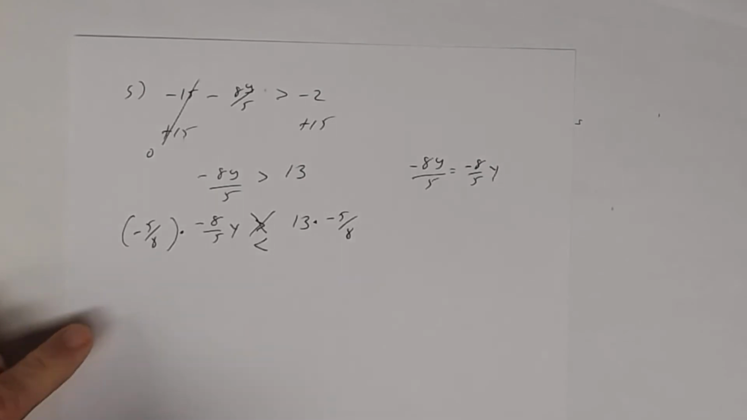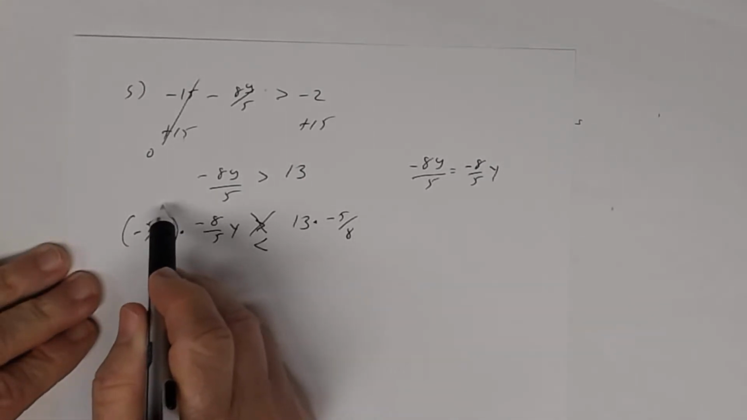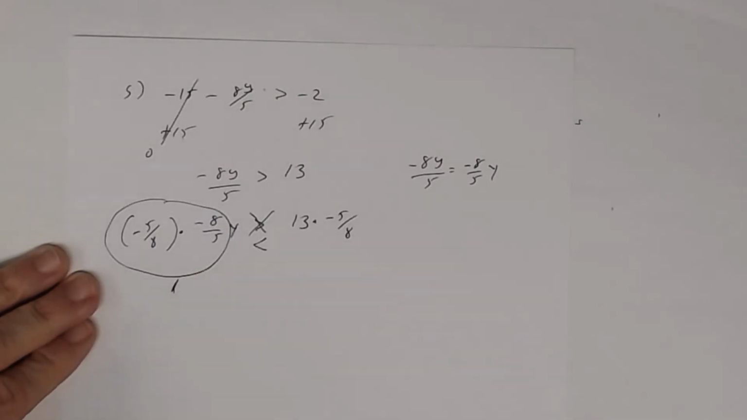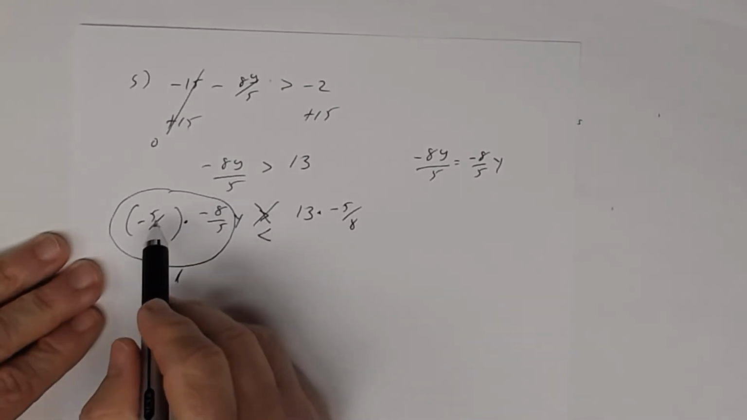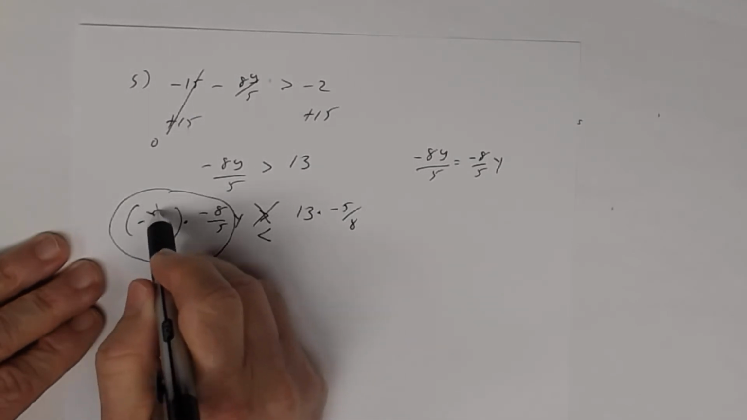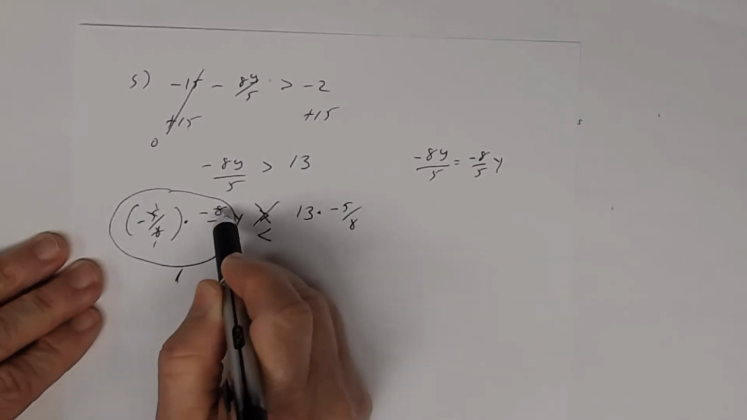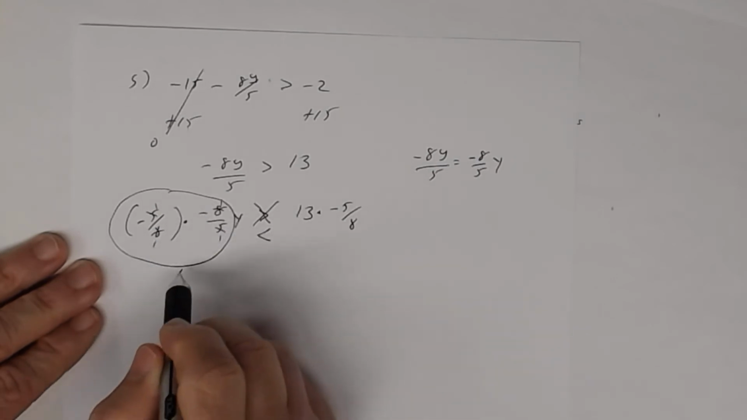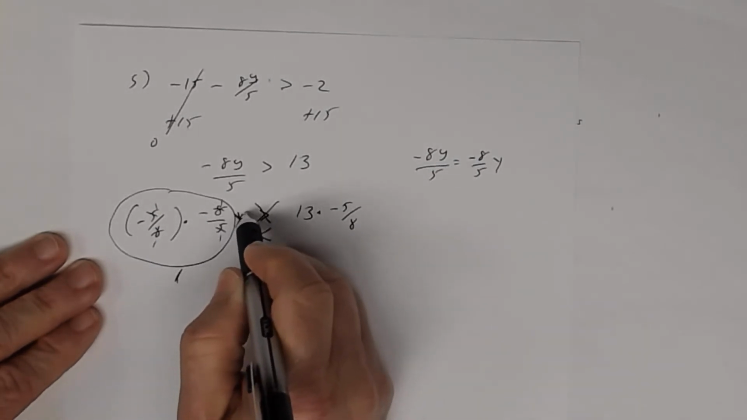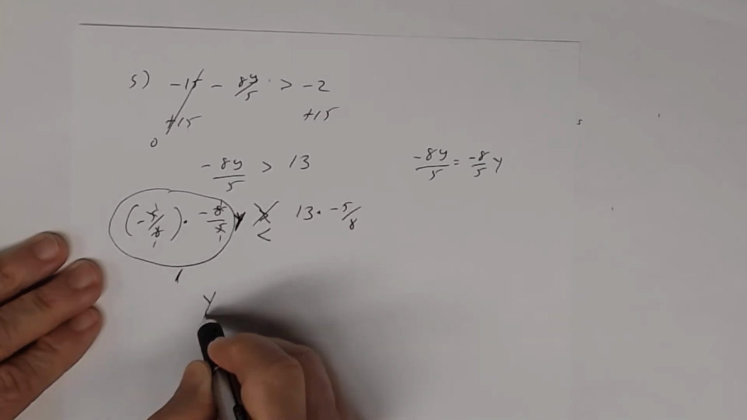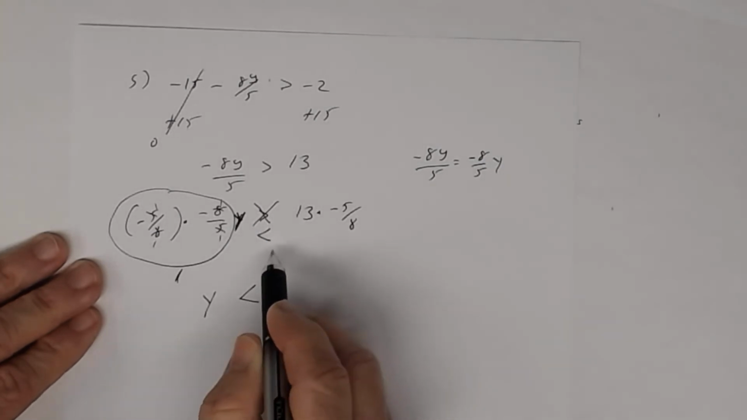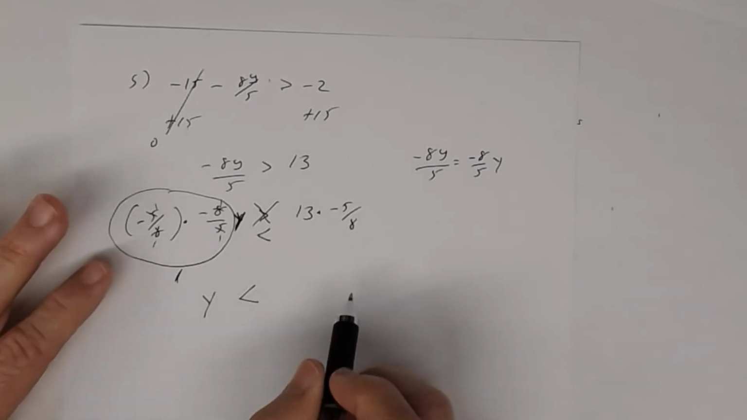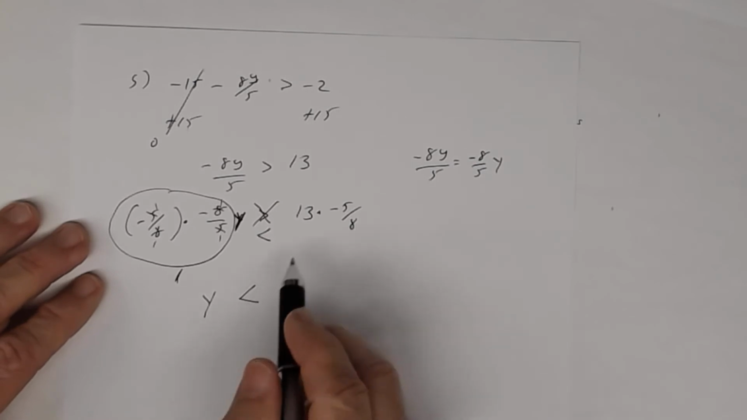If you're doing this correctly, this should now be a product of 1. Notice the 5's divide out, the 8's divide out, and you have a negative 1 times a negative 1, which is 1. And 1 times y is y. So y is less than, make sure you write the correct symbol, because you multiplied both sides by a negative number. So y is less than.